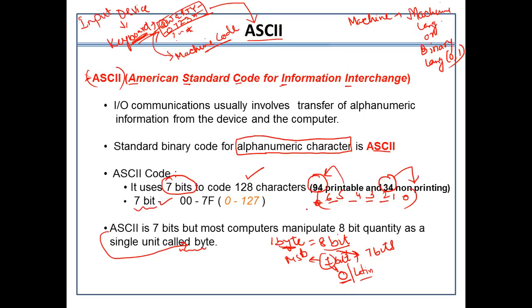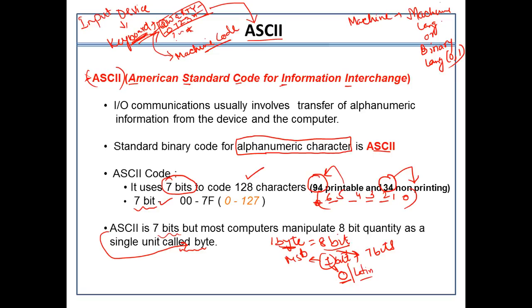So in certain machines, like it's been written here, ASCII is 7 bits, but most computers manipulate 8-bit quantities. So usually they take it as 8 bits because it is easy to recognize, because a single unit of 8 bits is called 1 byte. That's how we are representing the ASCII codes. So this much information is more than enough for understanding the ASCII characters.